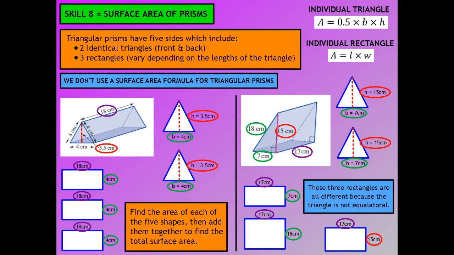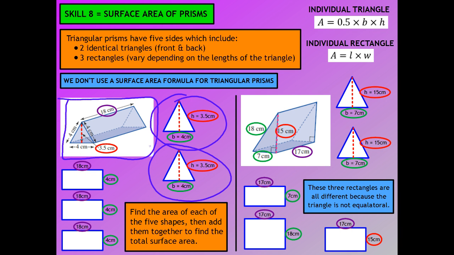Triangular prisms have 5 sides. These include 2 identical triangles, which are at the front and the back, and 3 rectangles. The rectangles can vary depending on the type of triangular prism you've got. The example on the left here shows a triangular prism where all sides of the triangle are 4 centimeters. So our two triangles at the front and back are always identical. These ones have 4 at the base and 3.5 centimeters for the height. The 3.5 centimeters is circled in red to make it clear for you.